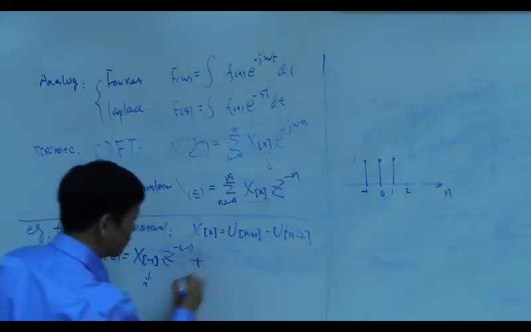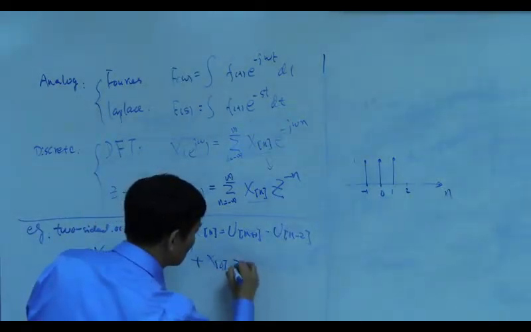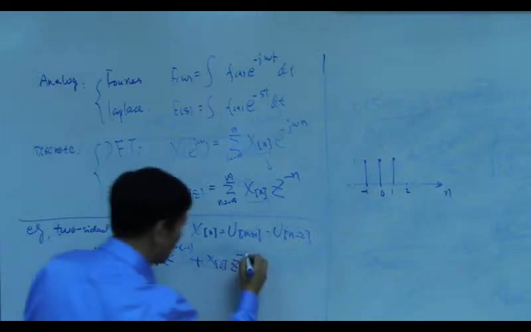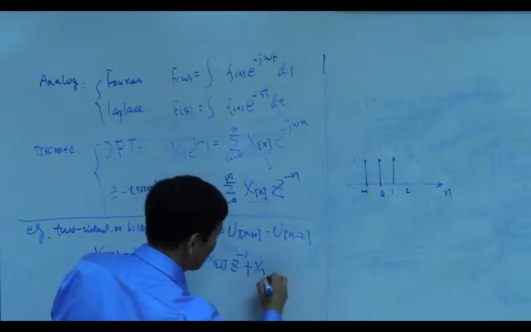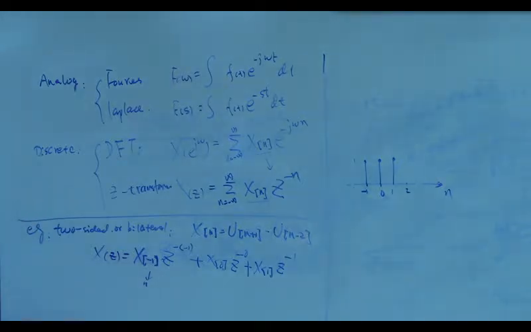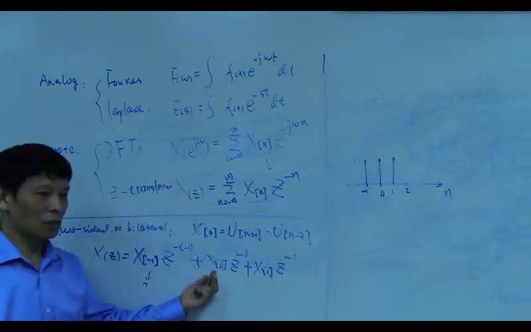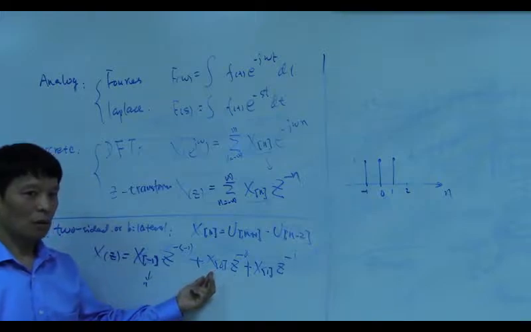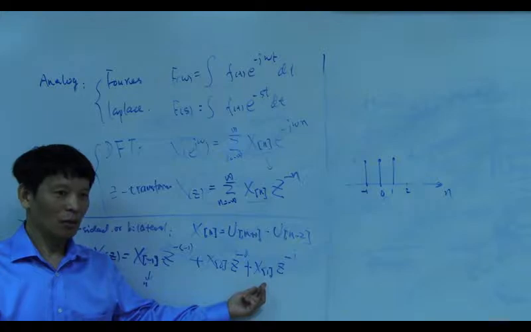Then plus, what's next? x[0], good. Then z to the negative 0, right? Then, do we have other terms? Yes. What's next? x[1] times z to the negative 1. What is x[-1]? 1. What is x[0]? 1, right? What is x[1]? 1.